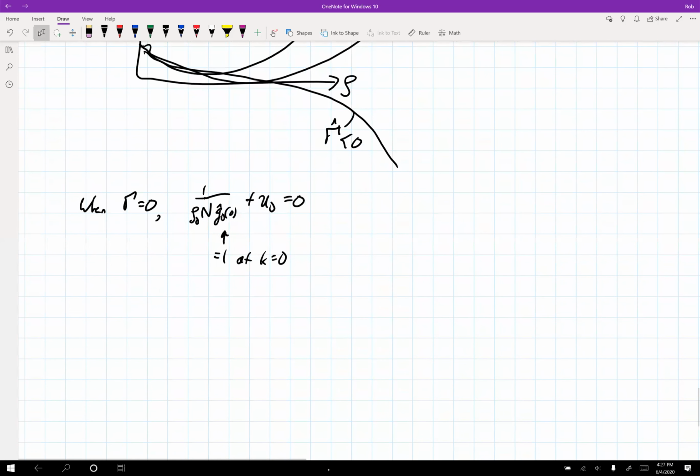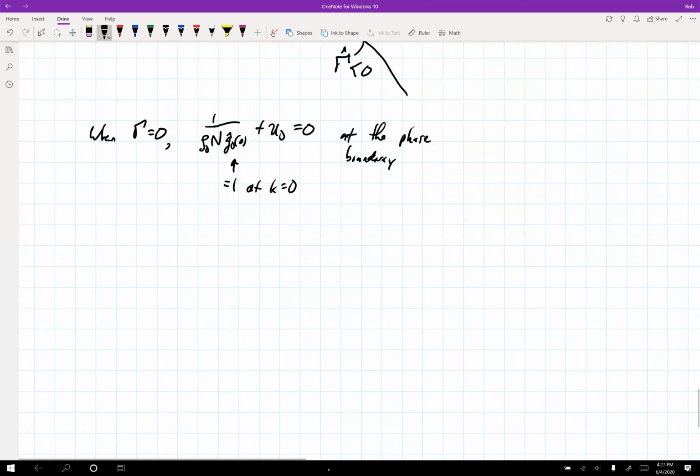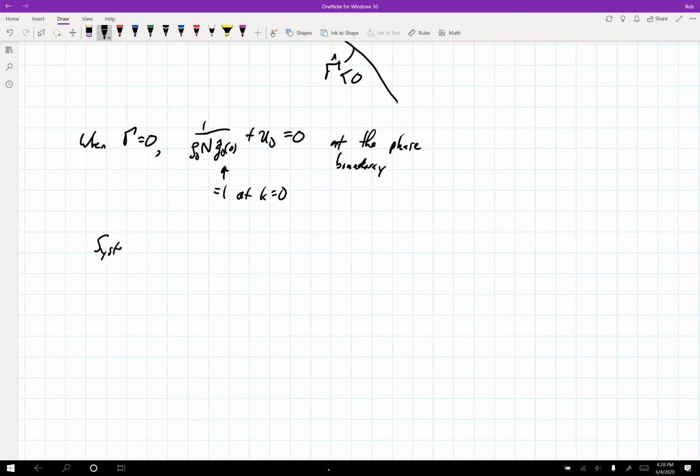And so stability, this equation is going to be true at the phase boundary. Or in other words, when the system is just right on the threshold of stability, at the phase boundary. And so then the system will be stable only when this energy parameter is greater than -1 over rho naught times n.